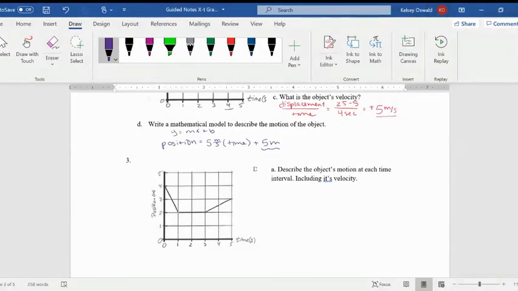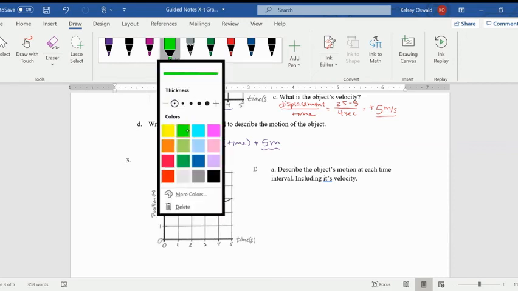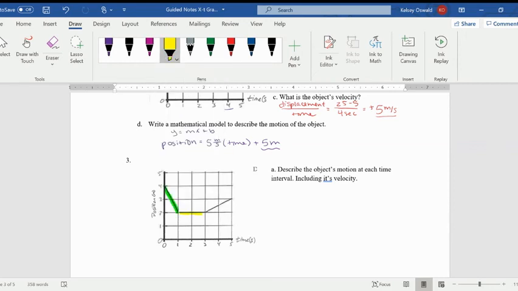Okay, so then number 3, this one's a little different because we have multiple segments, and we're going to want to describe the object's motion at each individual time interval. So we're going to break this up into 3 chunks. The first one being 0 to 1, the second one being 1 to 3, and then our third and final being 3 to 5. Okay, so if we look at 0 to 1 seconds, we can see that we have a negative slope. So that tells us our object is moving in the negative direction.